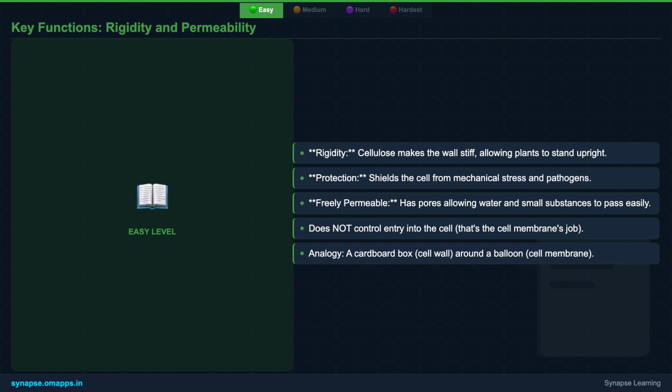Lastly, and very importantly, the plant cell wall is freely permeable. This means it has tiny pores, allowing water and dissolved substances to pass through easily, without any resistance. It's not selective, the cell membrane handles that job.